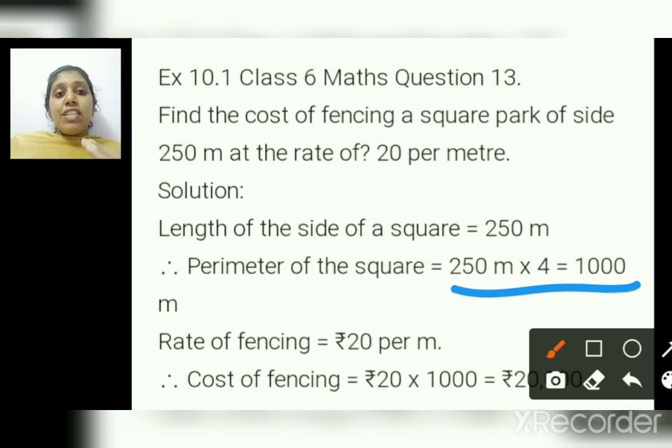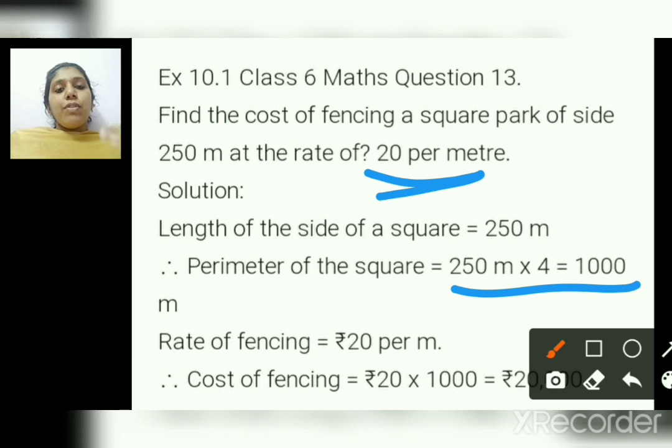Now the rate of fencing is given. For 1 meter, the cost of fencing is 20 rupees. So the rate of fencing is rupees 20 per meter. Now, what is the total perimeter we got? We got 1000 meter. For 1 meter it is 20 rupees, so we have to find the cost of fencing for 1000 meter, which is the total perimeter.